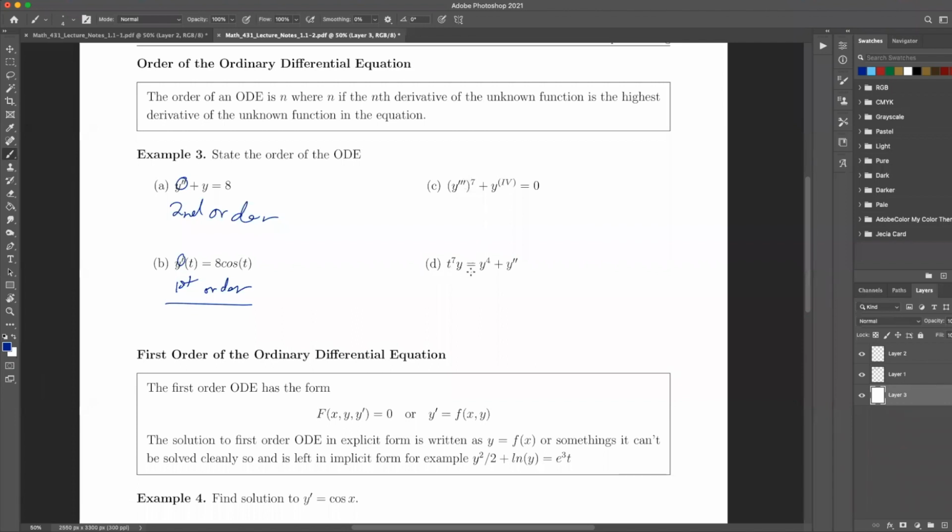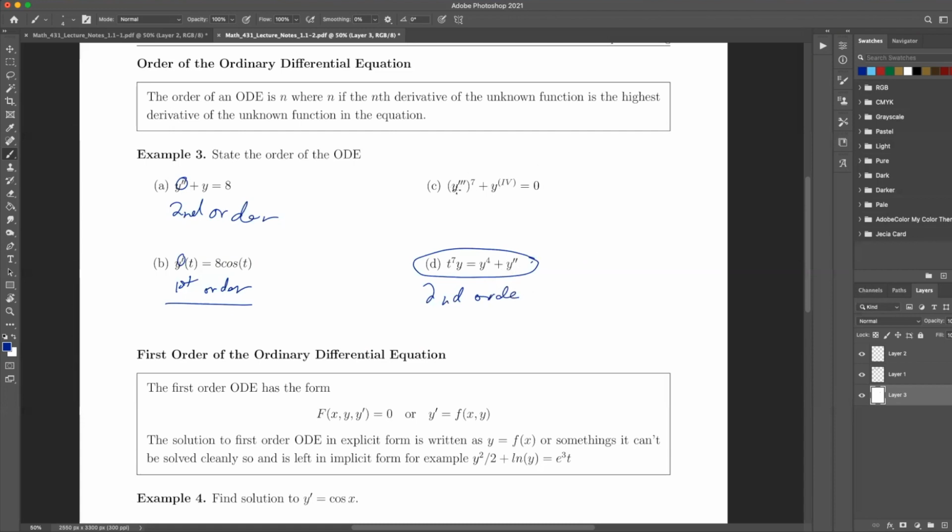Here, what order is D? What order here is D? Second order? Yes, this is second order. And the reason it's second order is because the highest derivative here is 2.